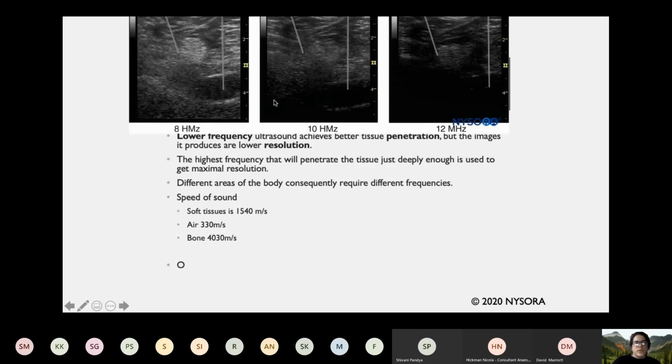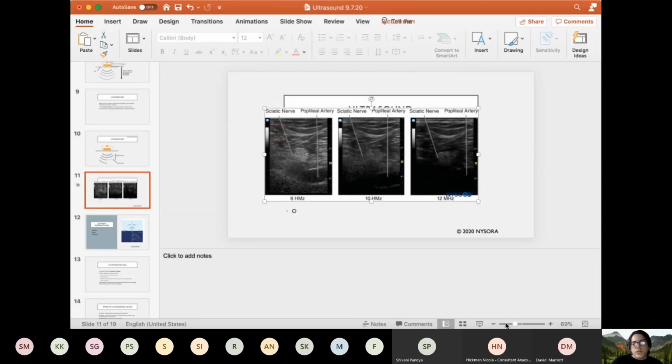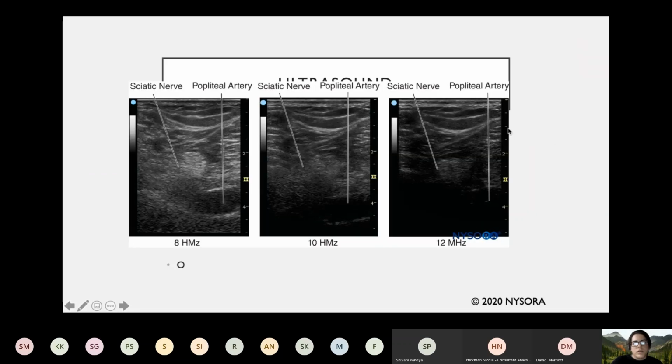I'm just going to adjust that so that you can see the picture properly. This is a picture from the Nysora website, which illustrates quite nicely what happens to an image with different frequencies. It's an image looking at the sciatic nerve and the popliteal artery, and you've got 8, 10 and 12, and you can see how the image is much better with a lower frequency on the left.